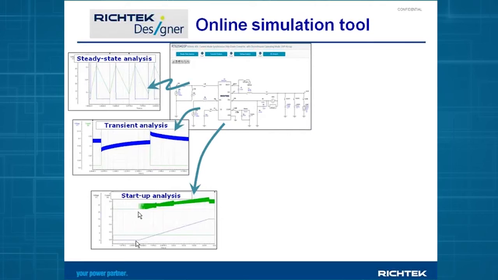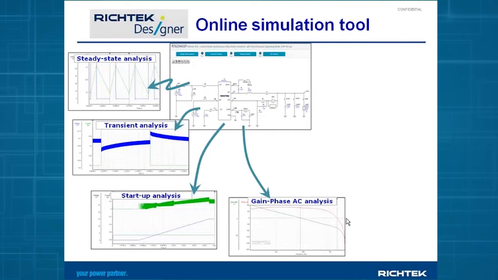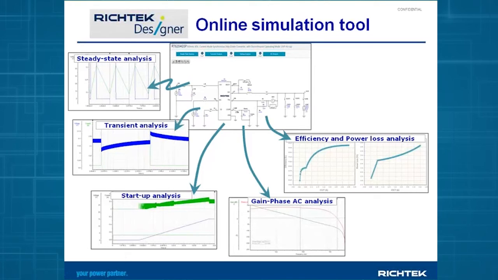You can also do startup analysis. You will see the startup current in the inductor. You will see the output voltage rising. You can do timing measurements. And you can also do the gain phase analysis. So basically you could see the relation between the transient analysis and the gain phase analysis. And when you make changes to your components, you can rerun the analysis to see if your phase margin is good or not. Finally, we also provide efficiency and power loss analysis, so you can check whether the IC has any heat problems or if you can meet your efficiency target.